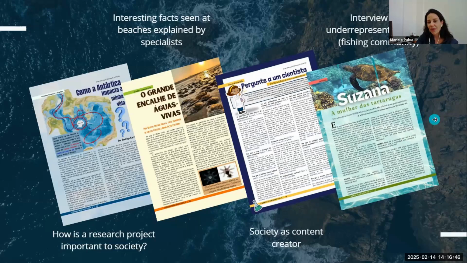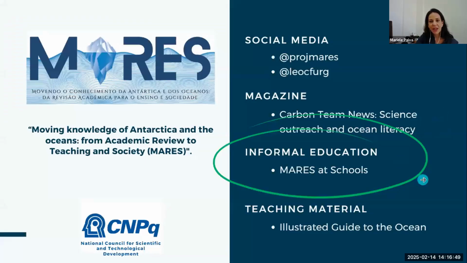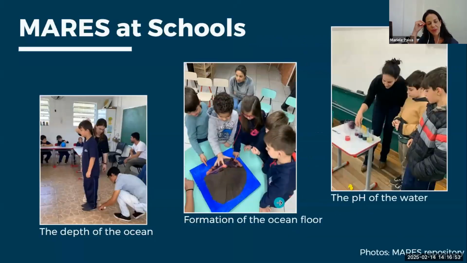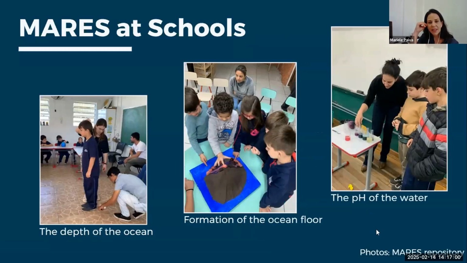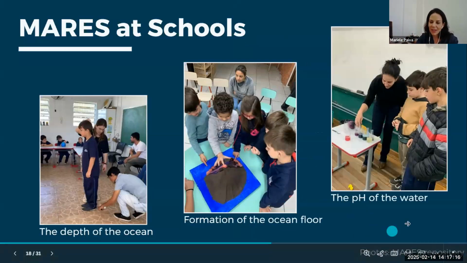And we also do informal education, as I said, through Maris at School. So with each group of students, we have 5 meetings to talk to them about the oceans. But we don't only talk to them, we also make them do experiments and activities related to the ocean. So then we can bring the topics that are interesting to them to know.